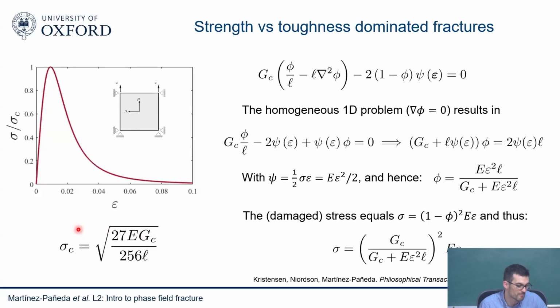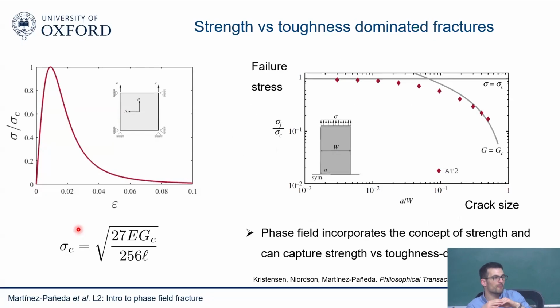And this is good because, remember, we were talking about this transition flaw size. We said if the crack is big enough, we use fracture mechanics, so Griffith. If it's small enough, then it's strength-dominated failure. So this means that phase field allows us to capture both toughness-dominated failures and strength-dominated failures through this length scale. This is what you see here.